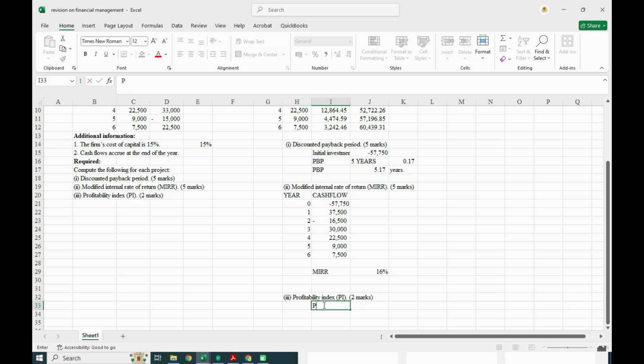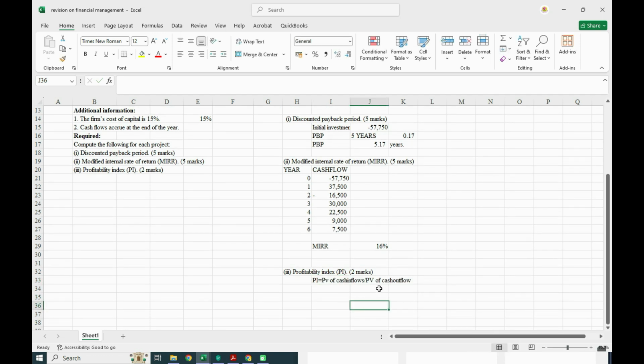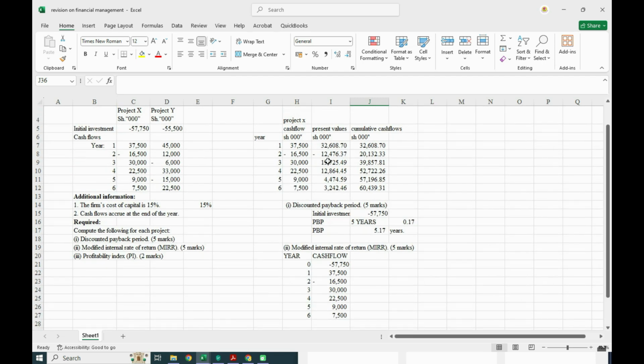index. Remember, PI is equals to present value of cash inflows over present value, PV, of cash outflow. So present value of cash inflow, and we divide by PV of cash outflow. So for the PV, you can decide to add this. This is the present value that we had already calculated.